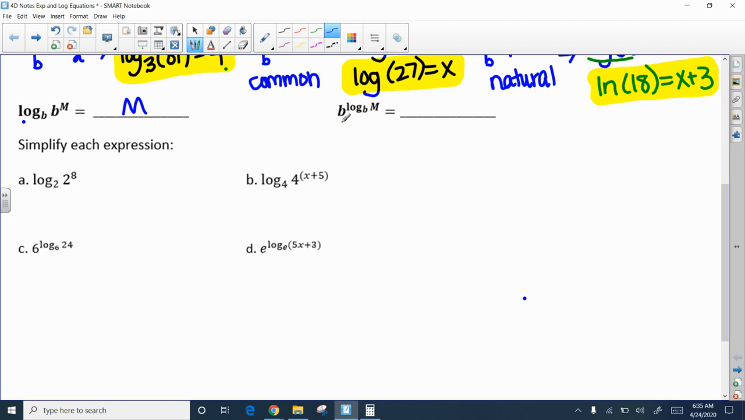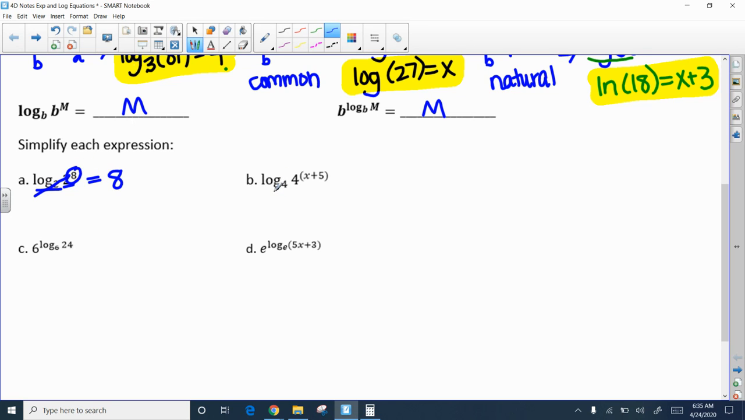Same thing applies on this one. We have b to the log base b of m power, an exponential base b and a logarithmic base b. The base and the logarithm will get rid of each other, and we'll just be left with m. So this is another strategy we can use to solve equations. So let's look at these ones. So on A, we have log base 2 of 2 to the 8th power. We have a logarithmic base of 2 and an exponential base of 2. The log base 2 and the exponential base 2 get rid of each other, and all that's left is the 8.